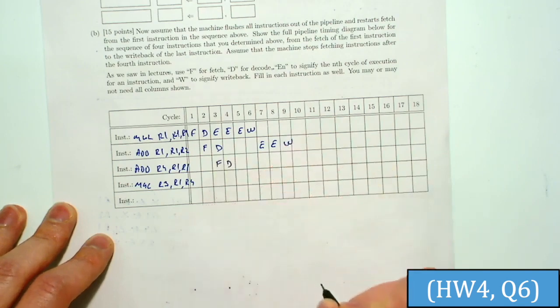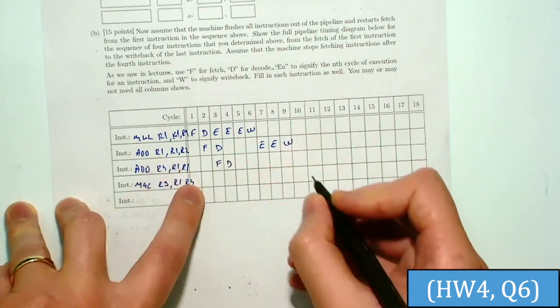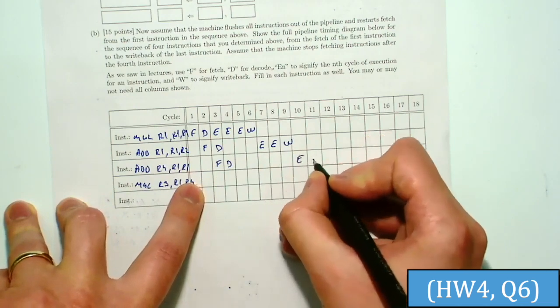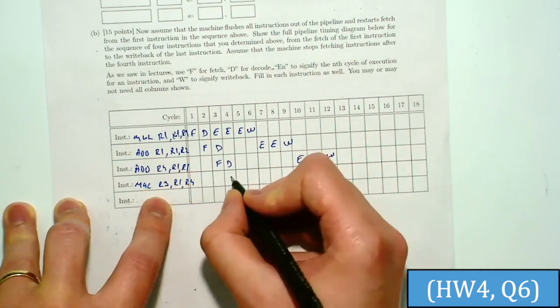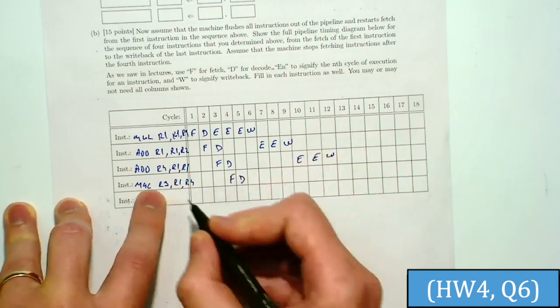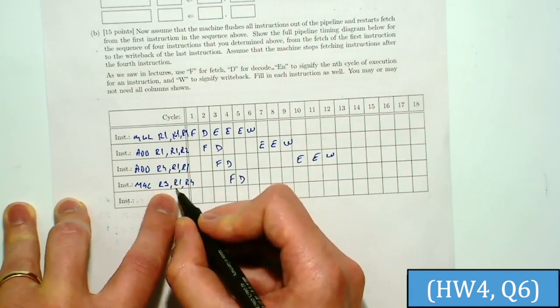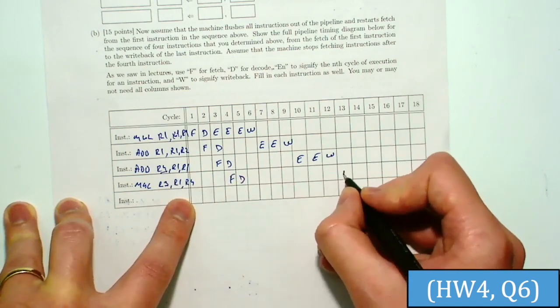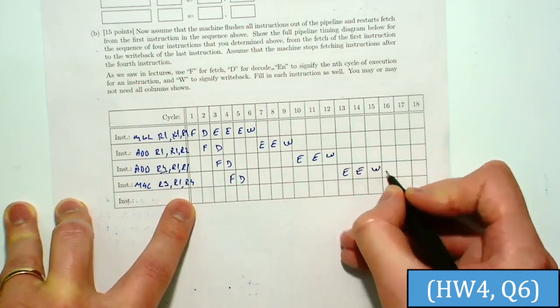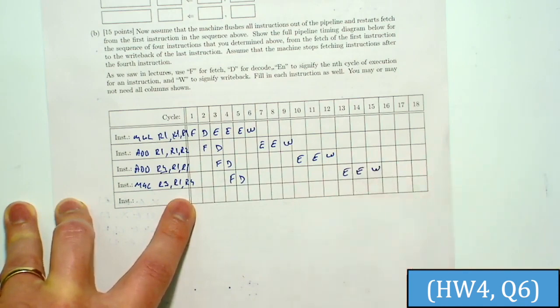So it's simple, and then for the next add, it is the same, so we can fetch and decode it here, but we have to wait for R1. So again, we have a dependency, so we can execute it here and write back. And then the last instruction, again, we fetch and decode it, and to execute it, we have dependency to R4, which is this instruction. We can execute it over here and write back.